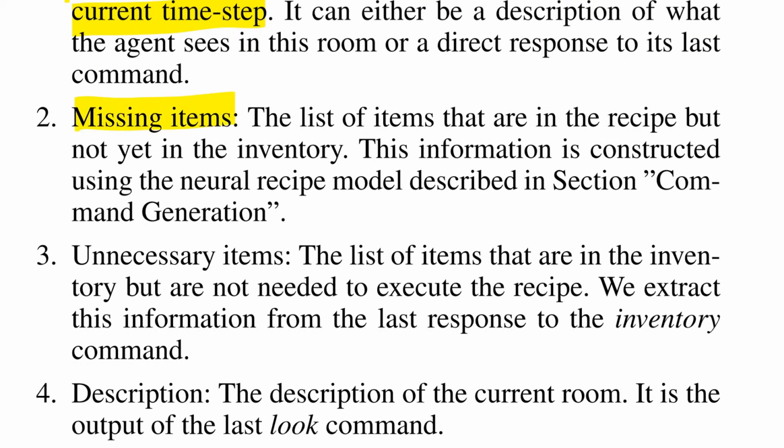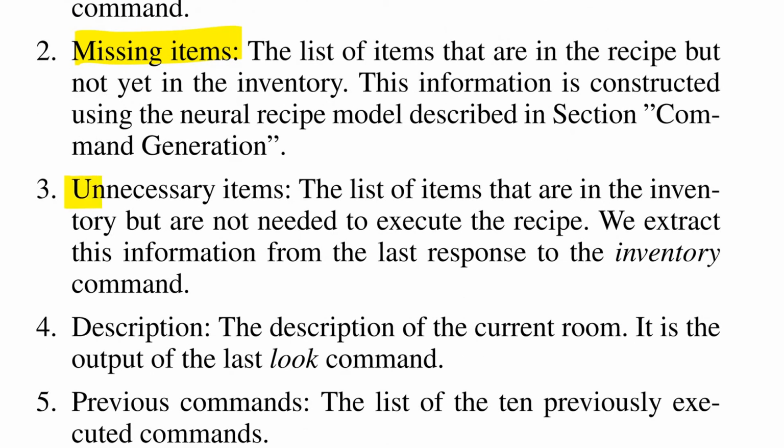Second, missing items. Third, unnecessary items. Now you might wonder, how do I know what items are missing and unnecessary? These things come from another model that this paper trains, and we'll get into that later. But basically, they have a method of specifying which items are still missing, which are unnecessary, and they list those here.